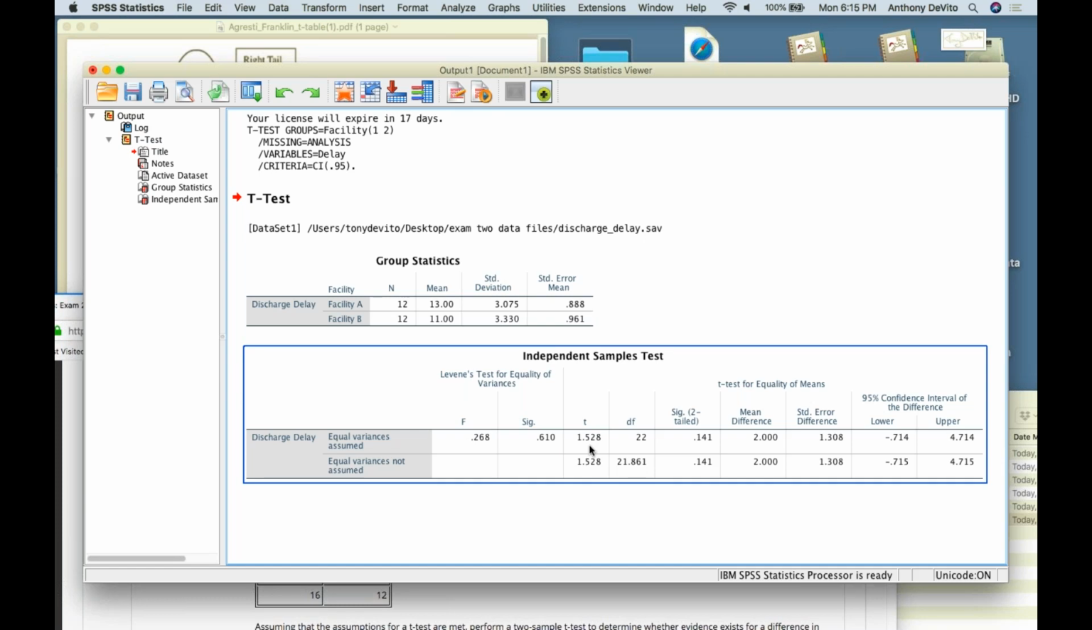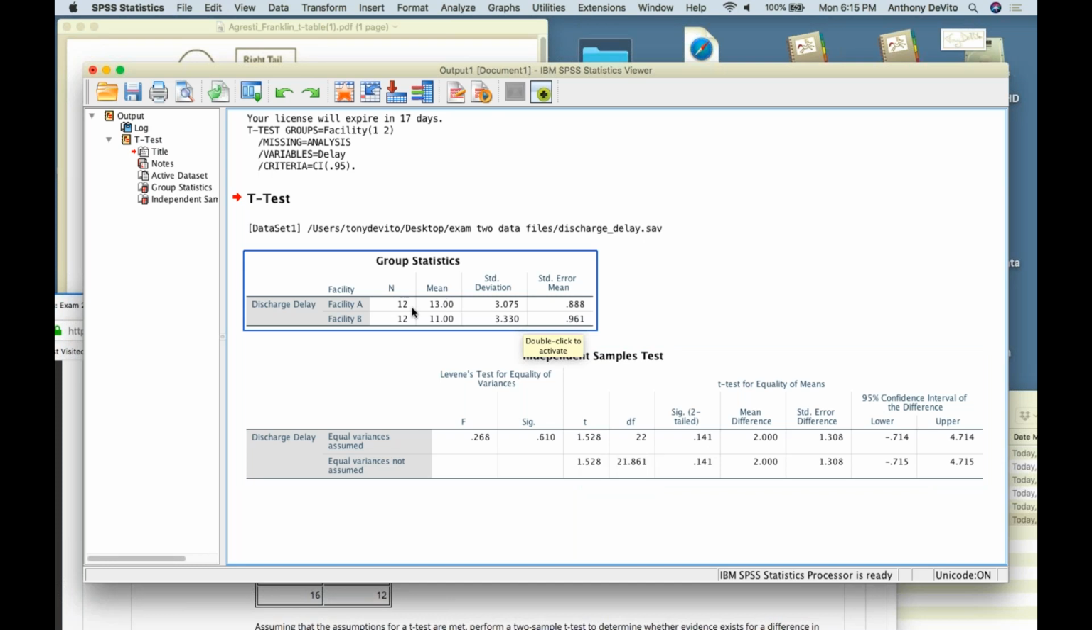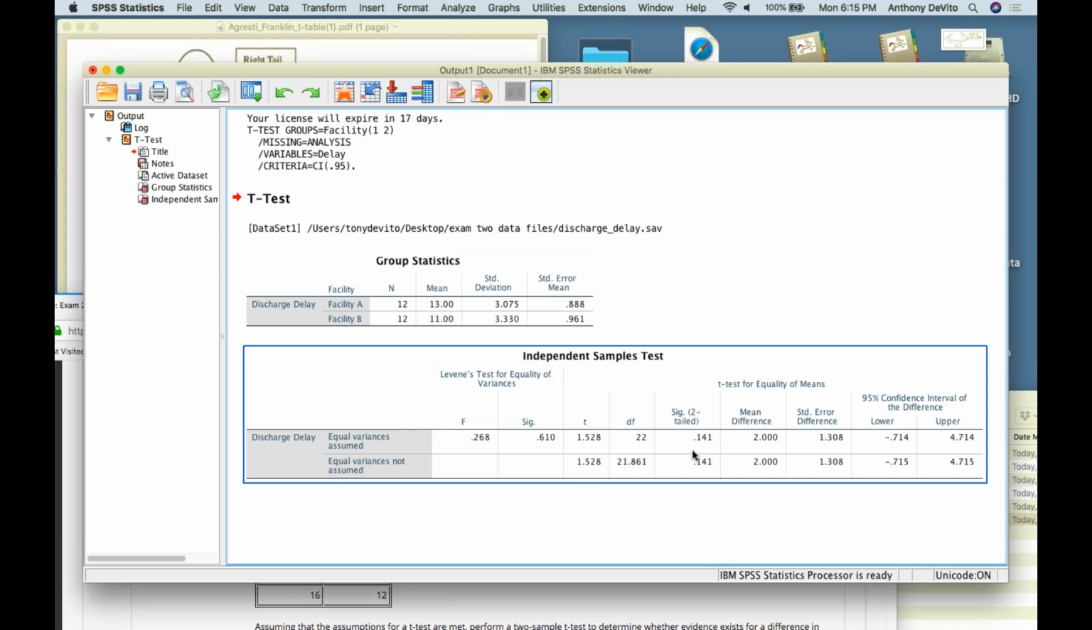The top line tells us the t-value for this test is 1.528. The degrees of freedom is 22. And the significance is 0.141. Okay, since there's a 14% chance we would get this big a difference, a mean of 13 in one sample and 11, the X bar 1 is 13, X bar 2 is 11, that there's a 14% chance of getting that big a difference even if the null hypothesis were true, that means we fail to reject the null hypothesis. We need that probability to be less than 5%.